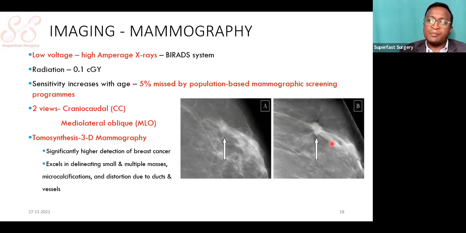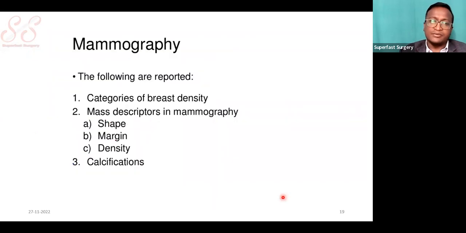So the lesion which is vaguely apparent on conventional mammography is better visualized on tomosynthesis, and that is why tomosynthesis is recently much discussed. Now I will highlight how to read the mammography, how mammography is taken, because now the questions are asked in a very clinical scenario. They give the clinical scenario, they give the clinical images, and they will formulate the options accordingly. So we need to understand each and every aspect of breast tomosynthesis and mammography.